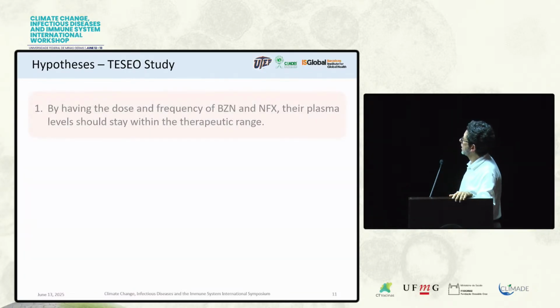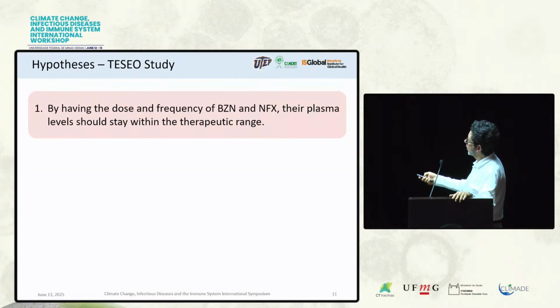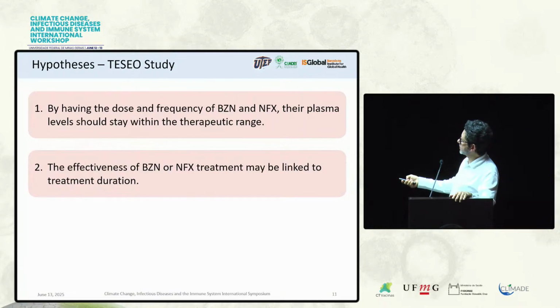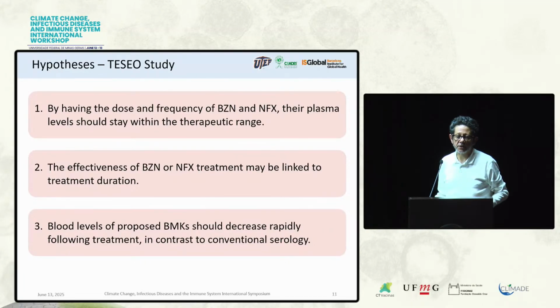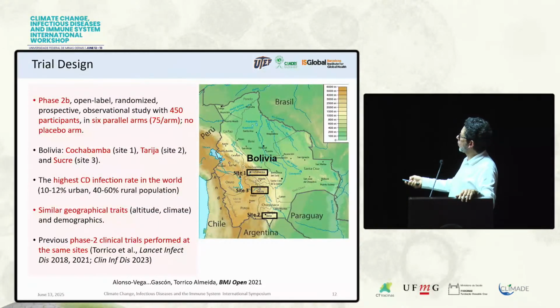Our hypothesis is that by halving the dose and frequency of benznidazole and nifurtimox, their plasma levels should stay within the therapeutic range, and that the effectiveness of benznidazole or nifurtimox may be linked to treatment duration, so we proposed a longer treatment. And blood levels of proposed biomarkers should decrease rapidly following treatment, in contrast to conventional serology. So our trial was carried out in Bolivia.